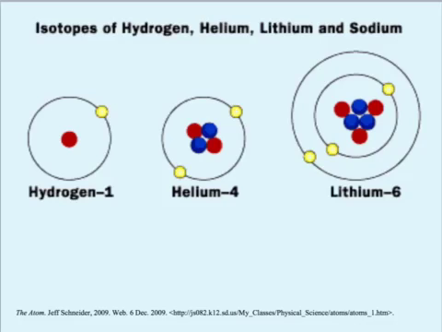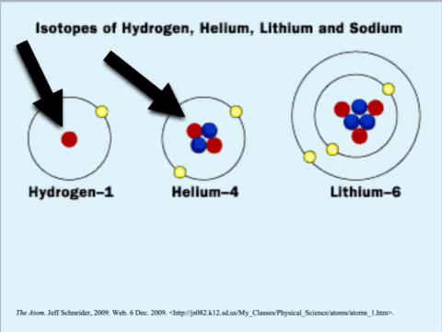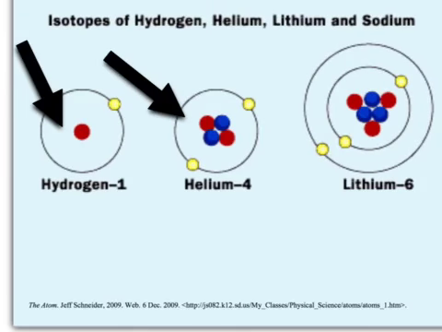For example, hydrogen only has 1 proton. If you add another proton, it's no longer hydrogen. It's now going to be helium because it has 2 protons. If you take away a proton, it changes it back to hydrogen.